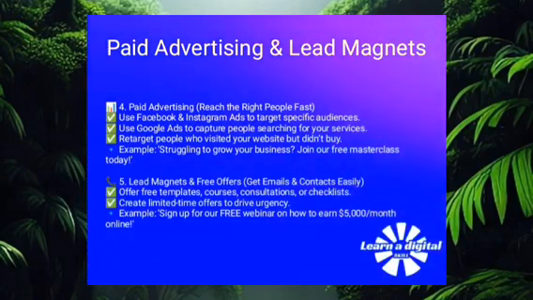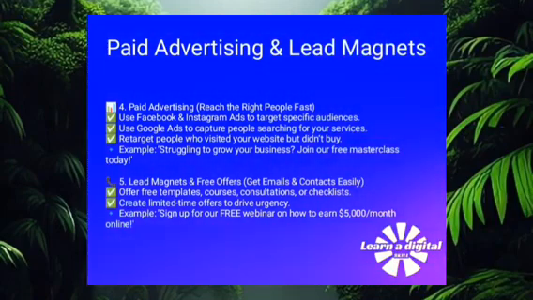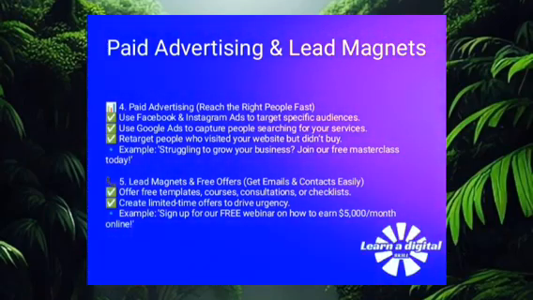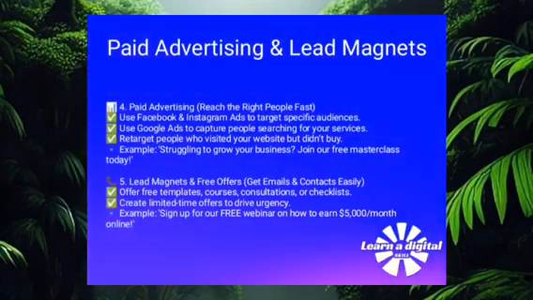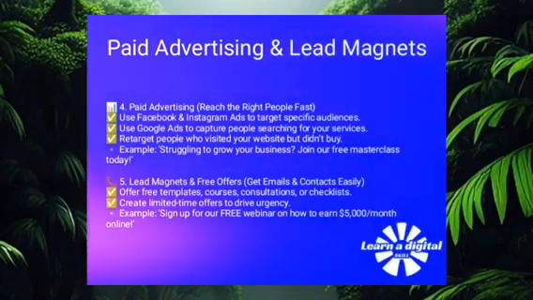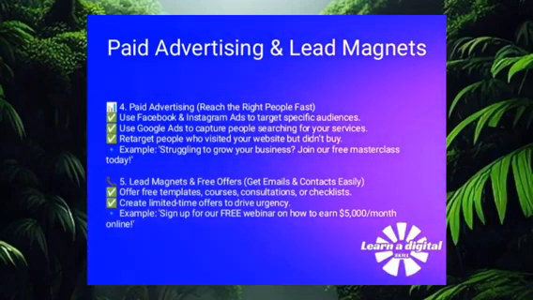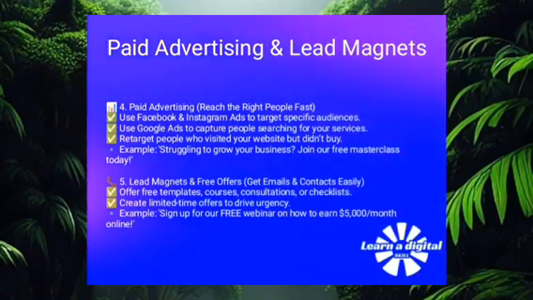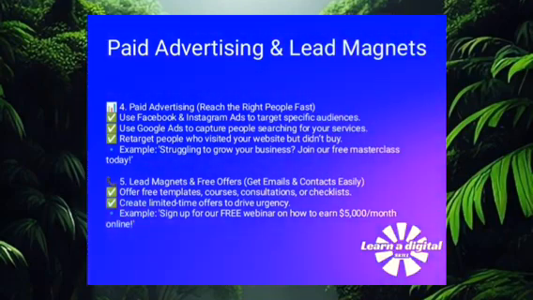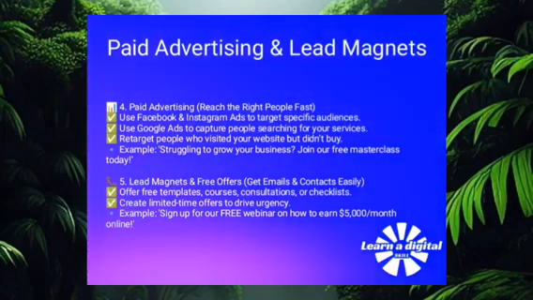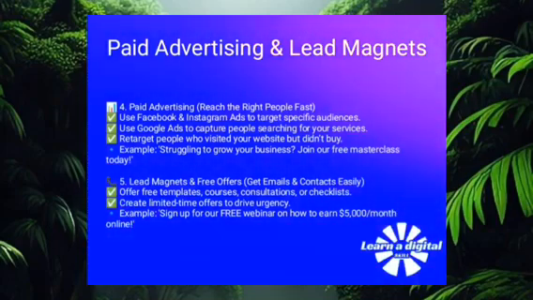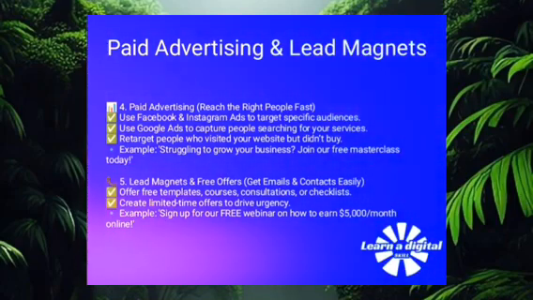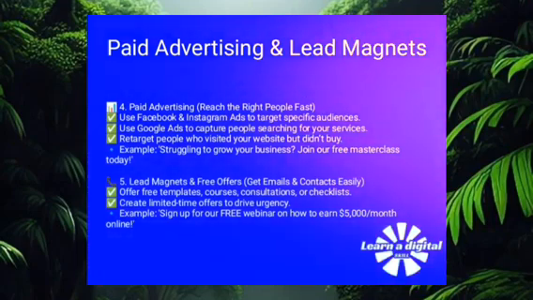Alright, so number 5 is lead magnets and free offers. You can also get emails and contacts easily. Offer free templates, courses, consultations, or checklists. Then create limited-time offers to drive urgency. For example, sign up for our free webinar on how to earn $5,000 per month. Alright, so that will also draw the attention of a customer or a lead, right?